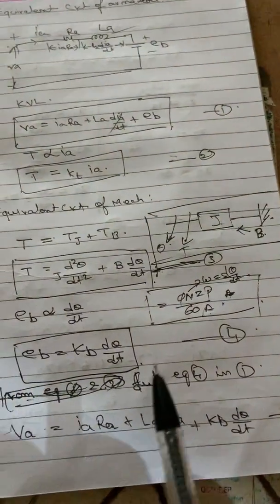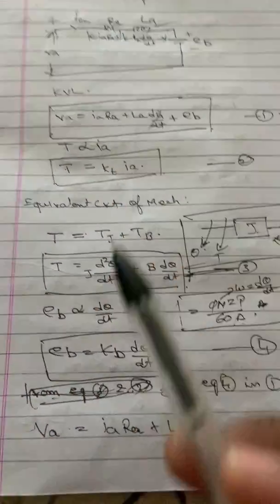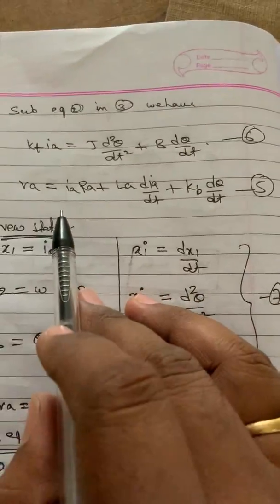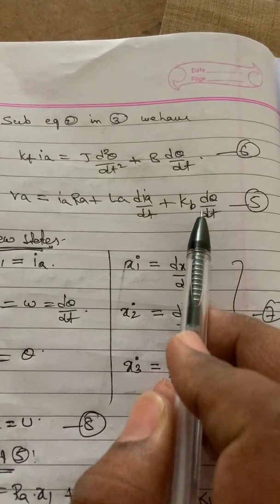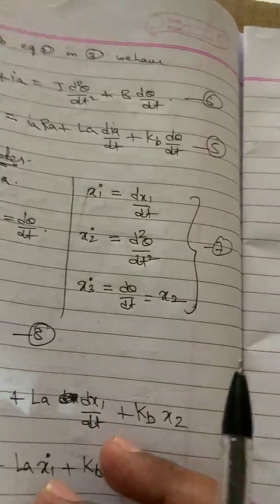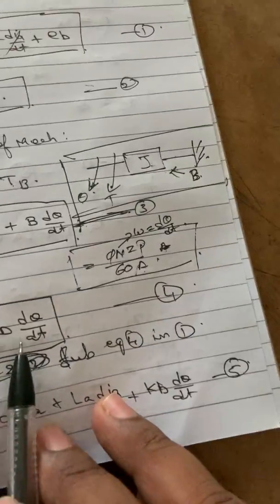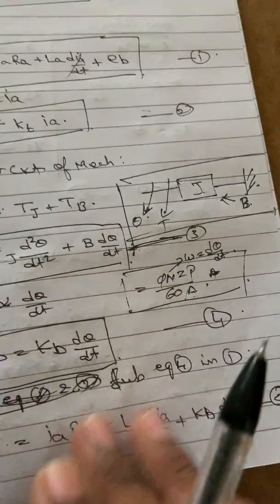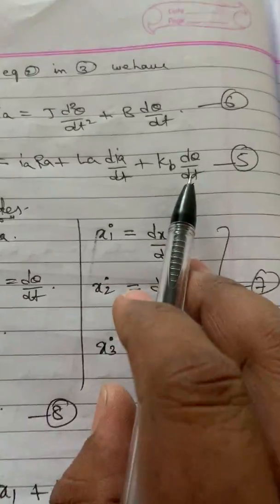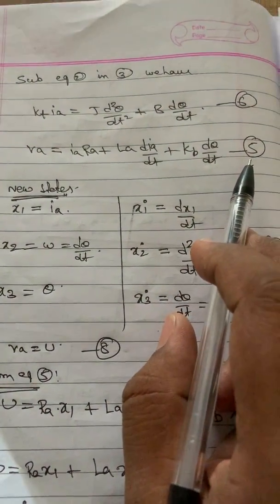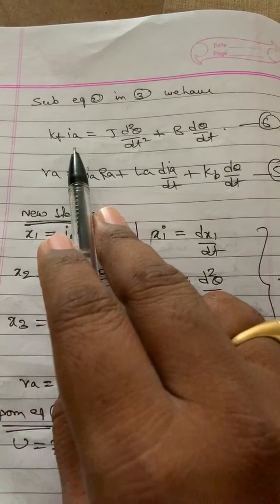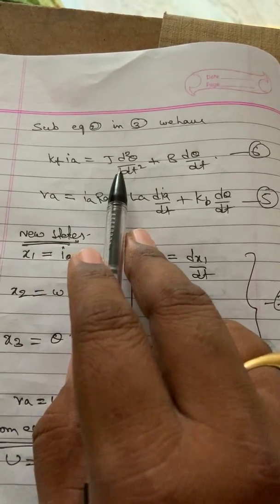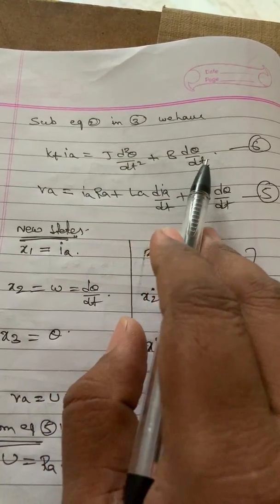So substituting equation number 4, that is EB, in equation 1, what we have is VA is equal to the drop across resistance plus the drop across inductance plus back EMF. Substituting back EMF from equation number 4, EB is equal to KB d theta by dt. Let this be equation number 6. And similarly from equation number 2 and 3, substituting the torque equation, torque is equal to Kt into Ia, which is equal to J d square theta by dt square plus B d theta by dt.